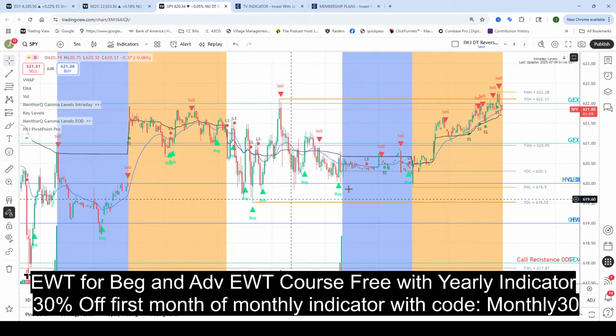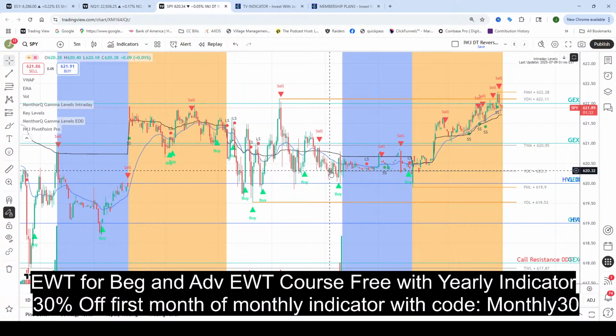Okay, so before we get started, let's talk about what we're doing today. If you're new here, we are going to be live trading with our indicator called IWJ Pivot Point Pro. Yesterday it killed. You can see we had a loser right at the beginning of the day here. They tried to get a buy in, it didn't work, but we got this buy signal, which is a winner. We got this buy signal, which was a winner. We got this buy signal, which was a nice winner. We got this sell signal, which was a nice winner. And that was a really good day overall. So 4 winners, 1 loser.